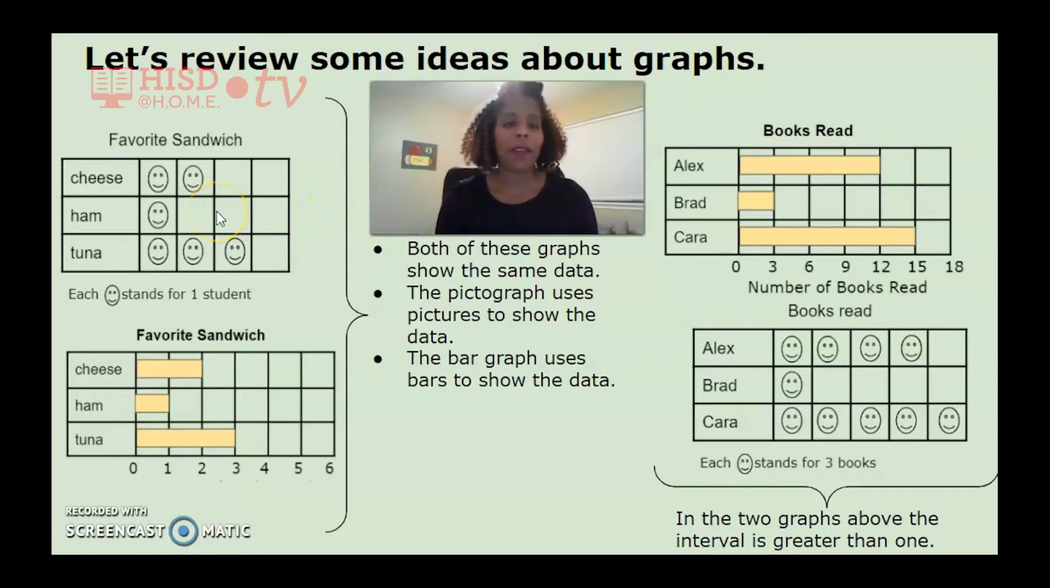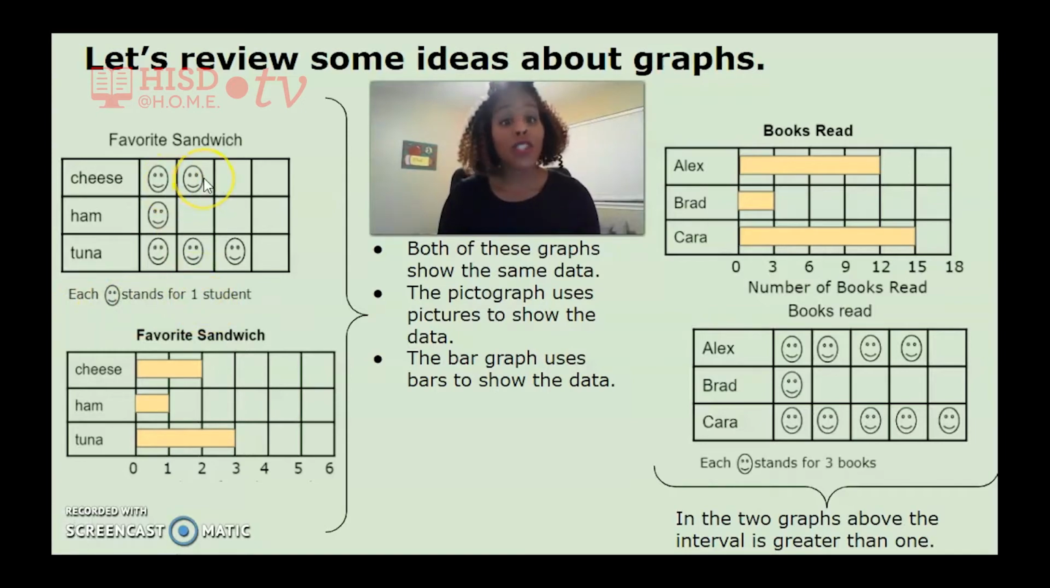So now let's begin. We have our favorite sandwich. If we took a survey of our favorite sandwiches, we could create a pictograph or also a bar graph. Both of these graphs show the same data. The pictograph uses pictures to show the data, and the bar graph uses bars to show the data. Let's go over the pictograph first. It is a favorite sandwich pictograph. We have cheese, ham, and tuna. Each of the smiley faces stands for one student.